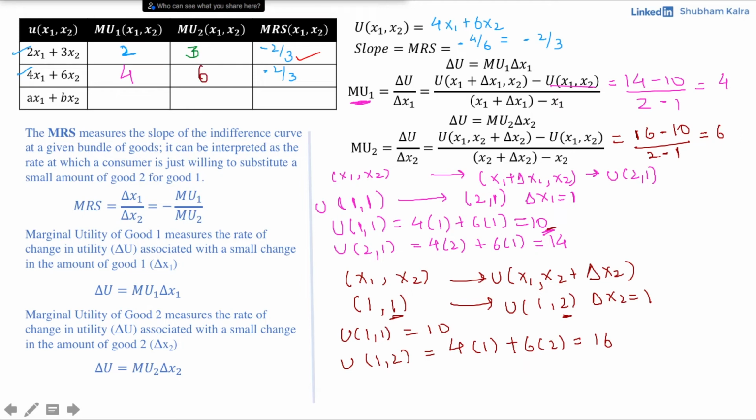Now let's calculate the MRS, which is equal to minus mu1 divided by mu2. Now your mu1 is 4 and your mu2 is 6, which is equal to minus 2 divided by 3, which is this, as we calculated before.